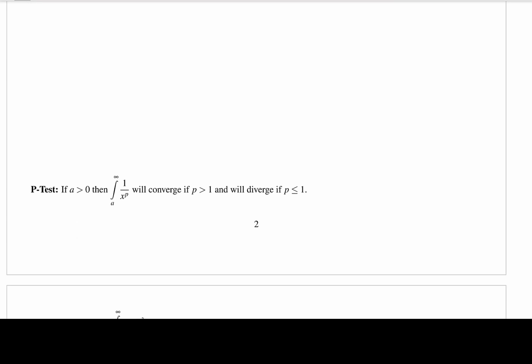If you have it, here's an important thing. This is highly important. It's going to cut down on a lot of work. It's called the p-test. It says that if you have a greater than 0, so we have the integral from a to infinity, where a is some number greater than 0, then 1 over x to the p will converge if p is greater than 1. And it will diverge if p is less than or equal to 1.